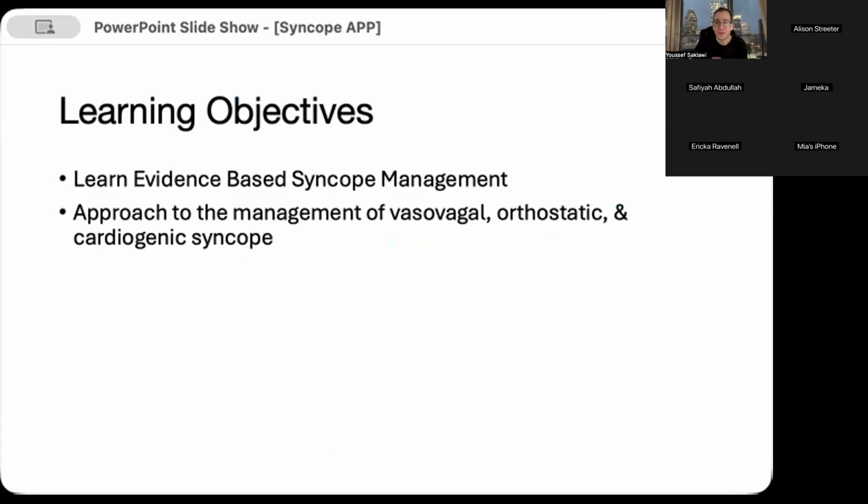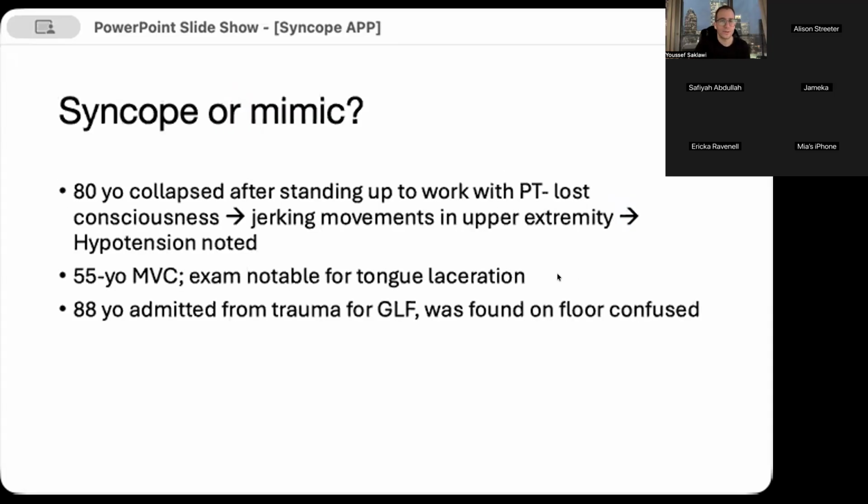The goal of this talk is to be as interactive as possible for you to benefit the most. Feel free to participate either by unmuting or putting in the chat as we work through the cases together. We have a couple of cases that I want you all to think through. After this slide, we're going to go through what workup you would want. These are all cases that I have seen over the years.